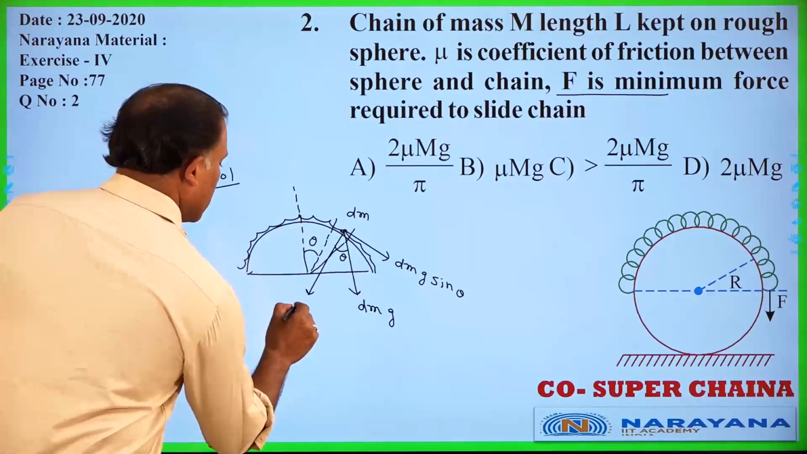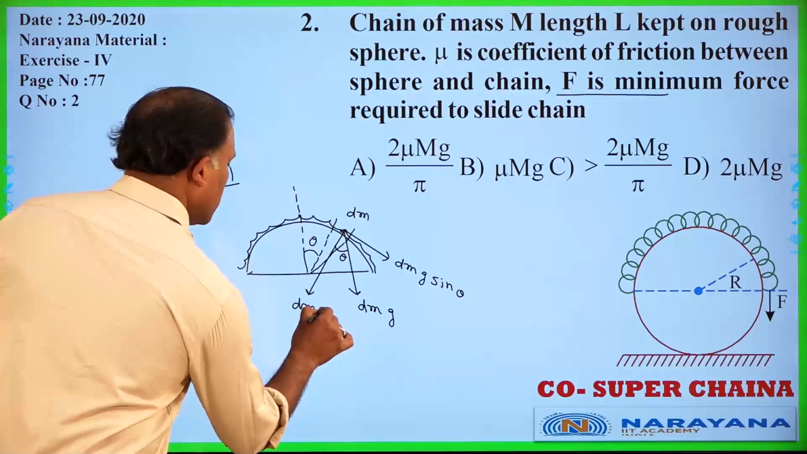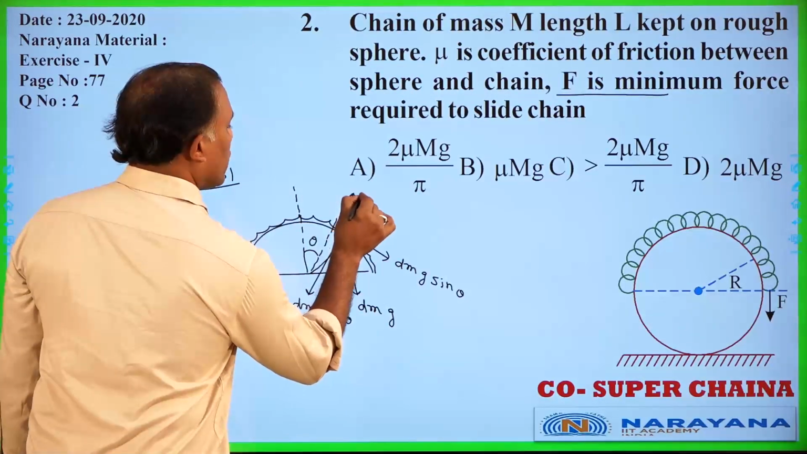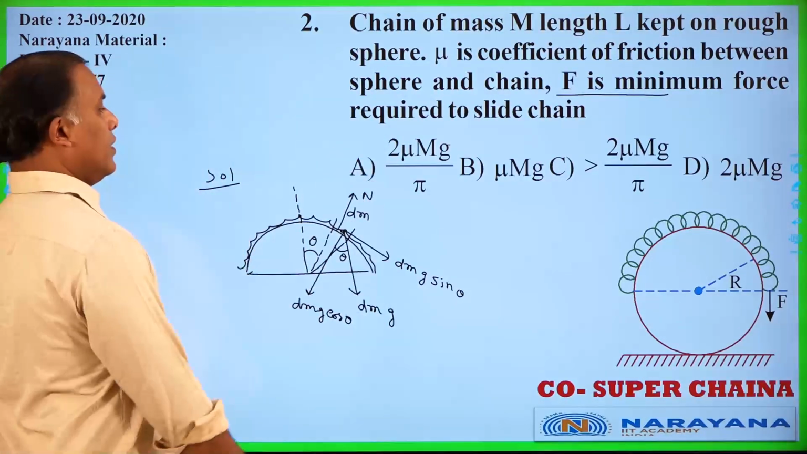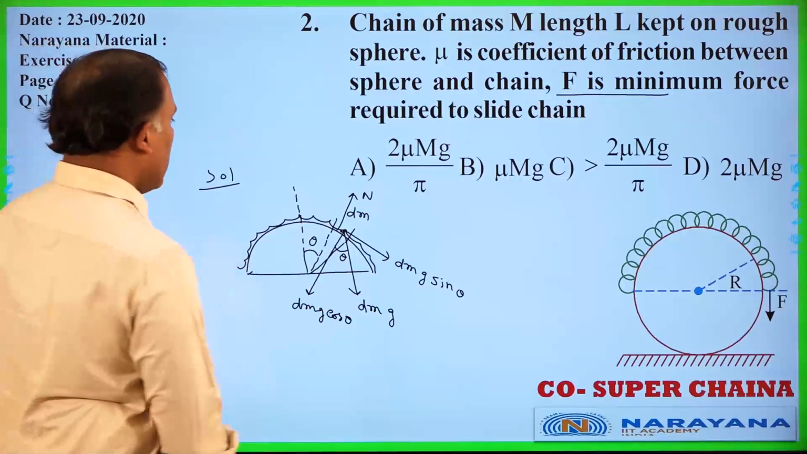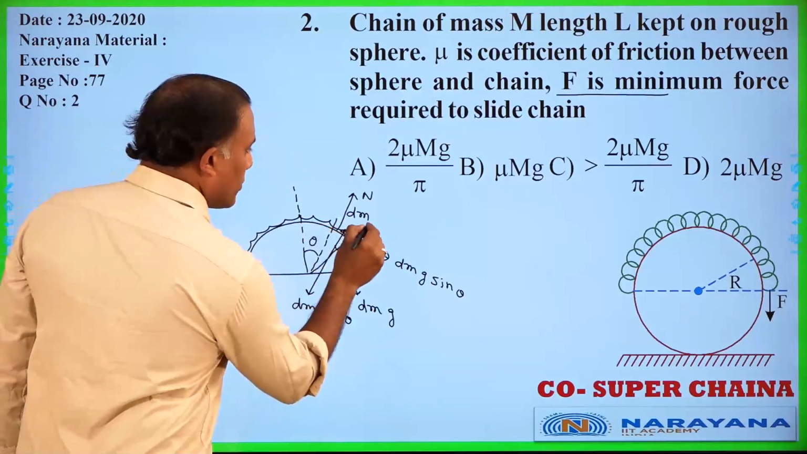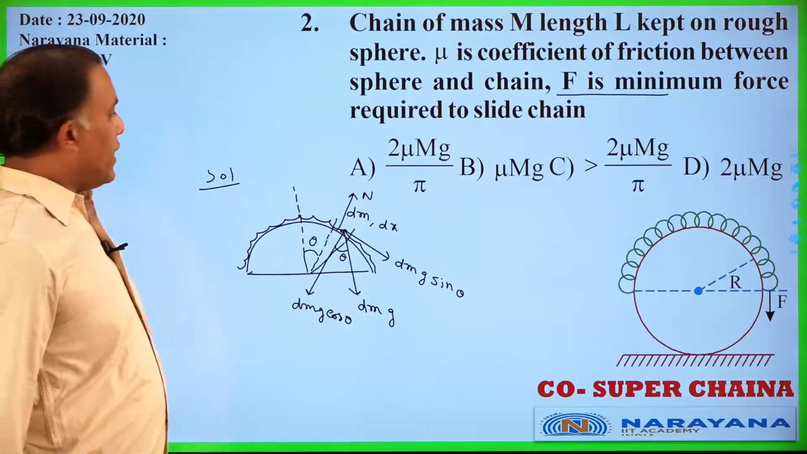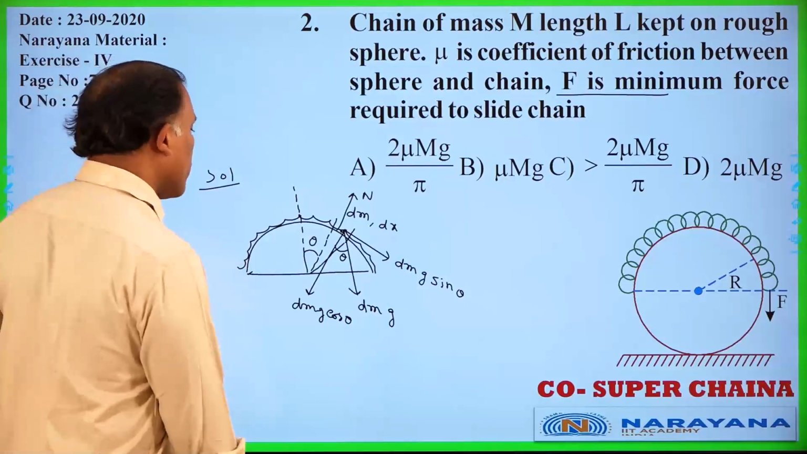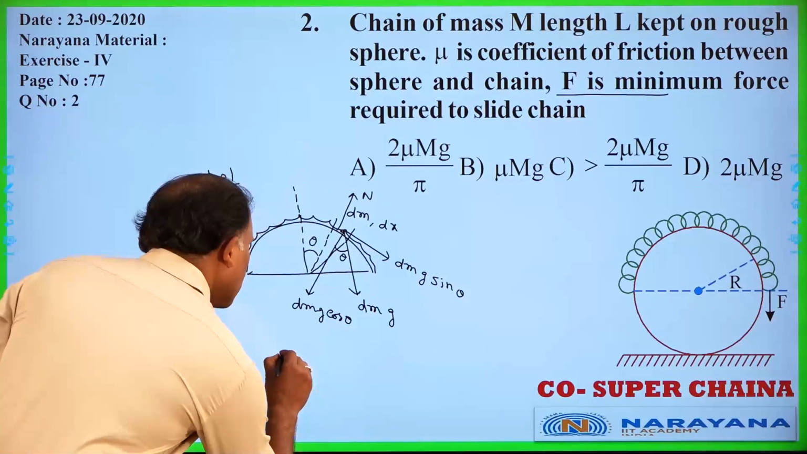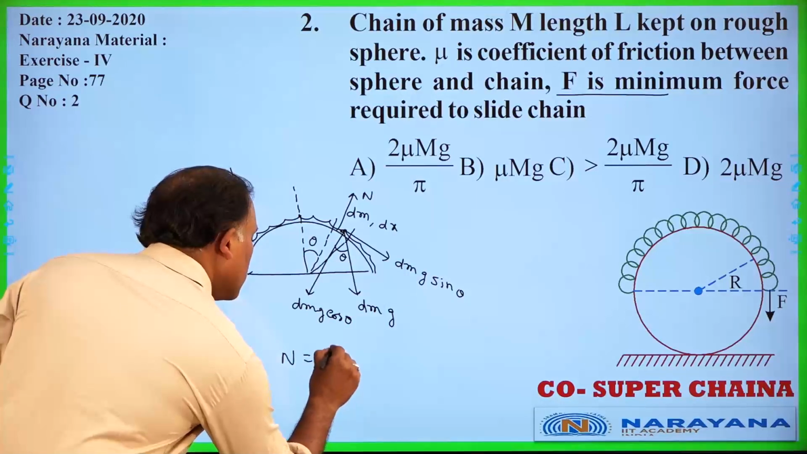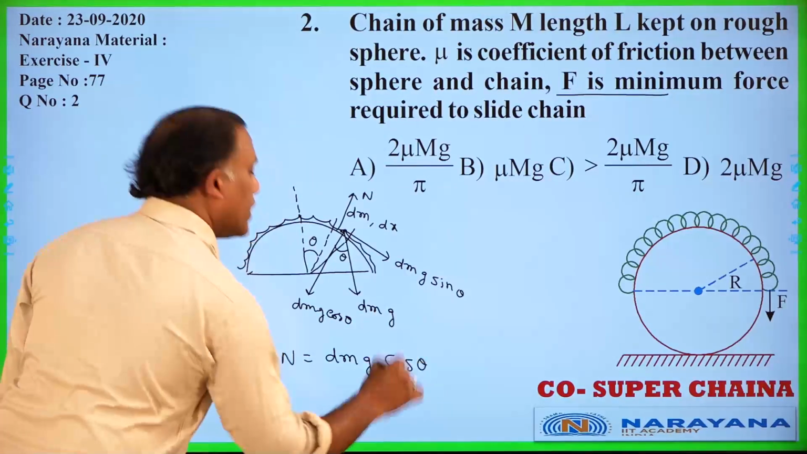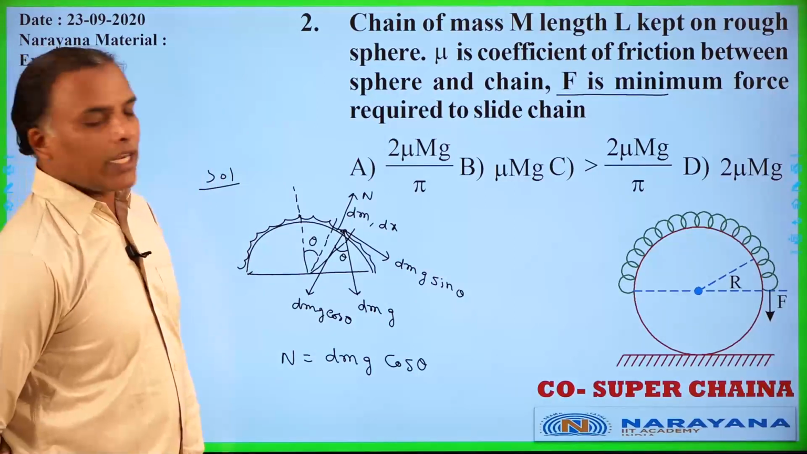And here it is dm g cos theta, and here is the normal reaction. This small portion has mass dm and its length is dx for our convenience. Now I want the normal reaction value. So normal reaction N is equal to dm into g cos theta.